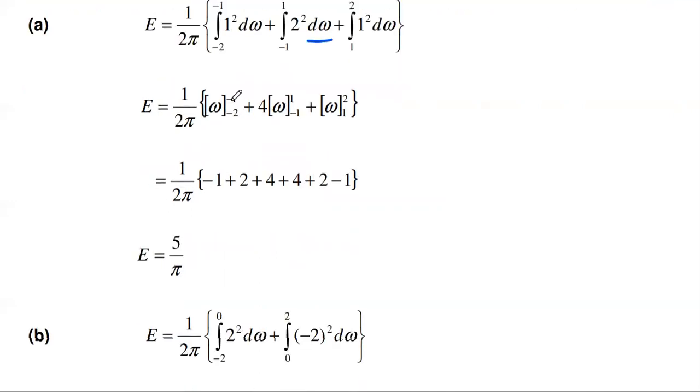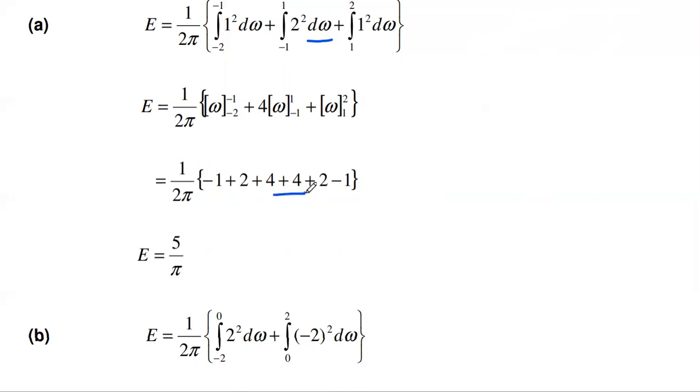Then we have to substitute the limits. In the first term, instead of omega we put the upper limit, which is -1, minus the lower limit -2. So minus of -2 is +2. Then plus 4 into the upper limit 1 minus the lower limit -1. Minus of minus is a plus, so 1 plus 1 is 2. So it is 4 into 2, that is, 4 plus 4, which you can write as 8.